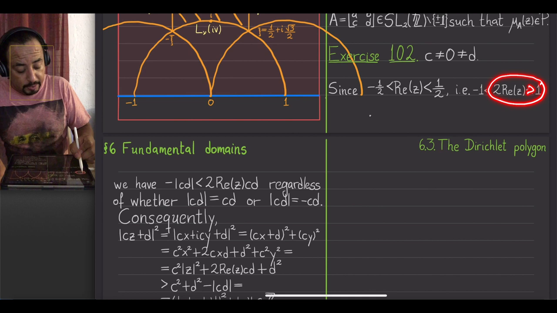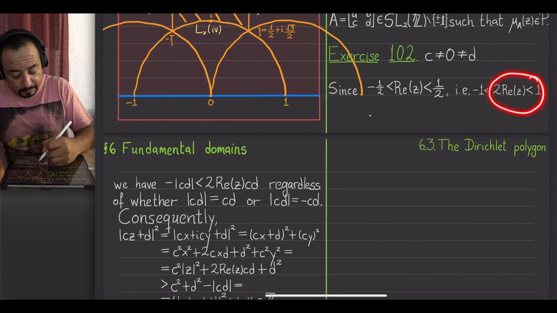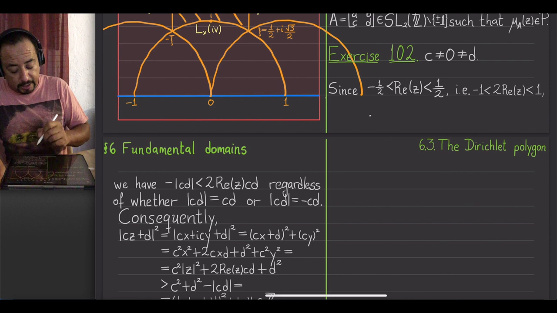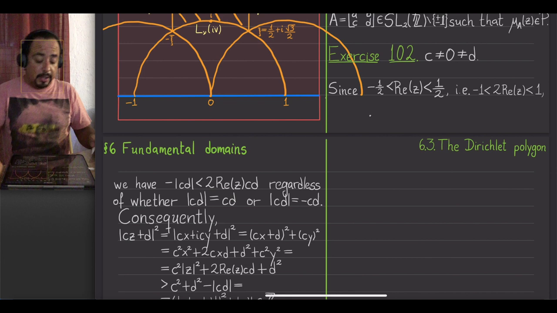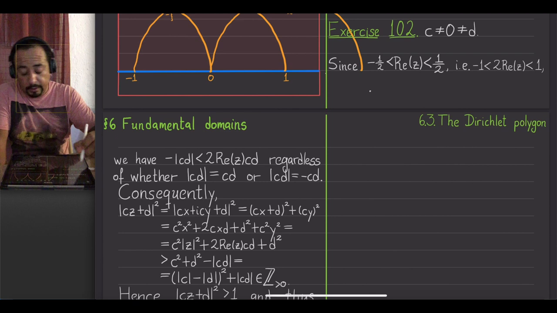But you see, writing instead of CD minus this absolute value, this reversed inequality obtained by multiplying by CD, which would be negative, we obtain this inequality. So regardless of whether CD is positive or negative, I have this inequality. It always holds.